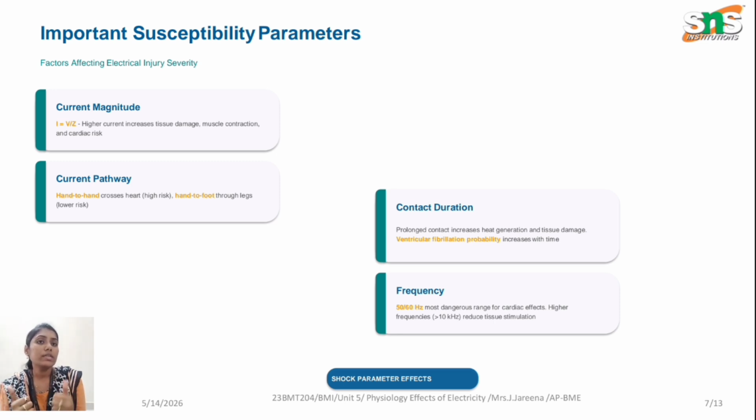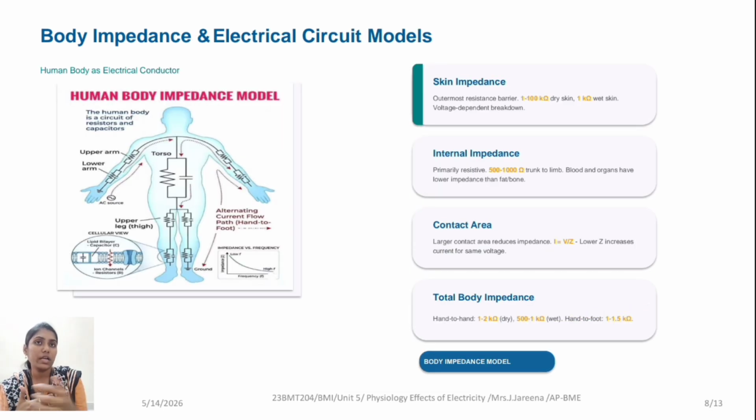Next is the contact duration. Even a minute level of current passing for a longer duration will lead to a dangerous condition, so current duration is another important parameter that we need to consider. The last one is the frequency. It is more dangerous if you apply a very high frequency, as it will induce many cardiac disruptions and effects.